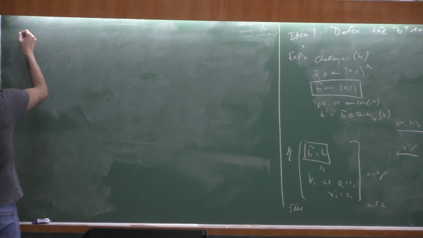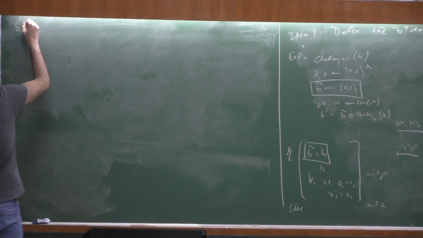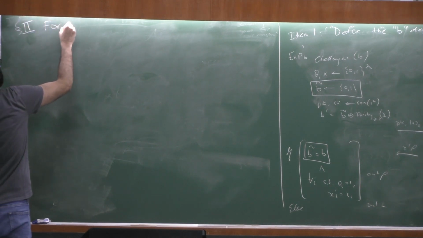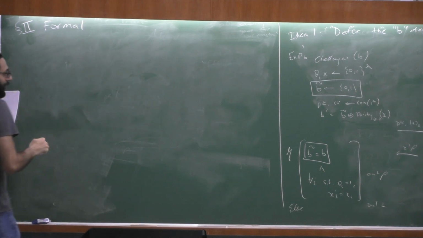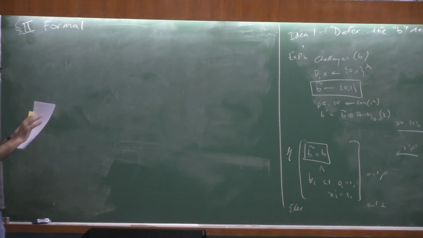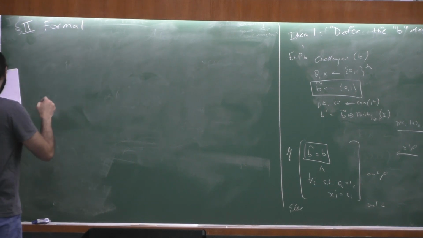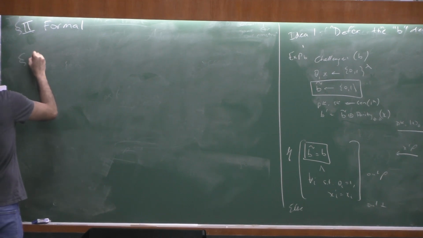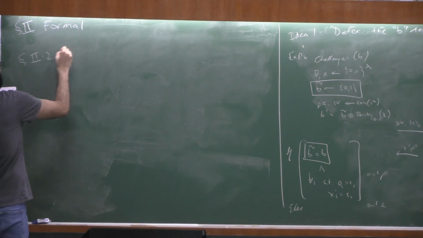Okay, so I'm going to define some. Okay, so this is the section. According to what I'd written earlier, this is the formal proof part. So here everything should be crystal clear. No hand waving. Everything should be very precise and explicit. So we'll start with preliminaries.